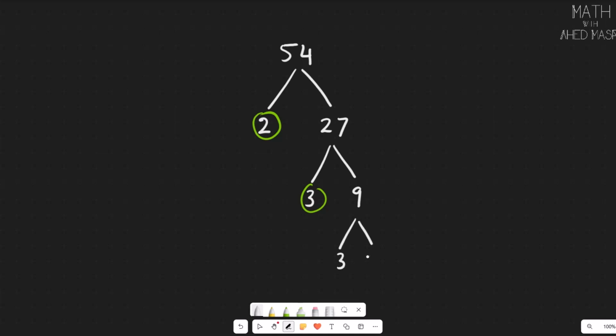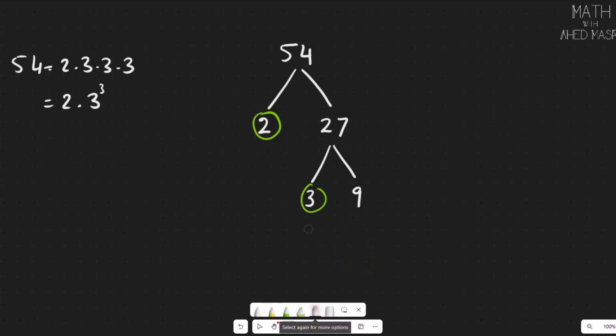9 here is 3 times 3. Very good, we are done. There we go, that's the prime factorization. Okay, so the answer is 54 can be written as 2 times 3 3's, or I can simply say 2 times 3 to the power of 3.